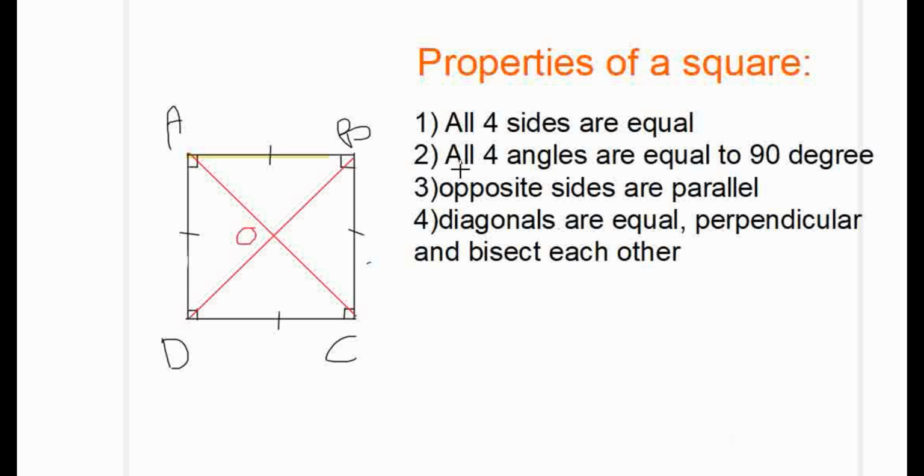Number two, all four angles are equal to 90 degrees. So we have said that we have four angles. This is the first angle, angle A, which we call DAB. It is equal to 90 degrees. Angle B, angle C, angle D. You can see this small square on the angle. This means that this angle is a 90 degree angle.